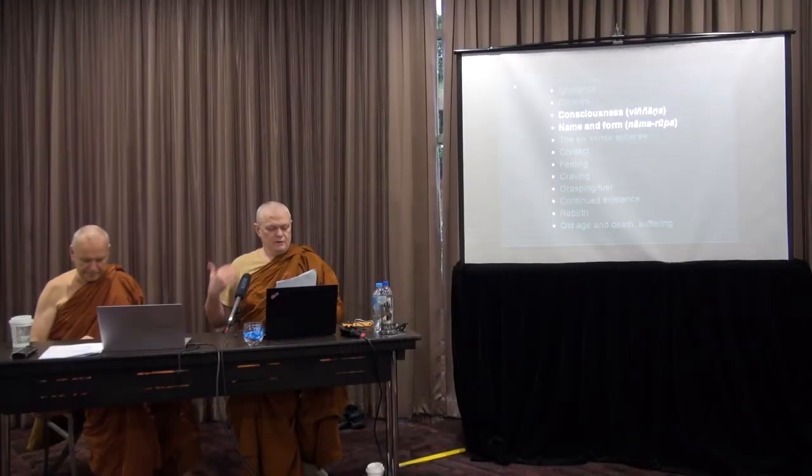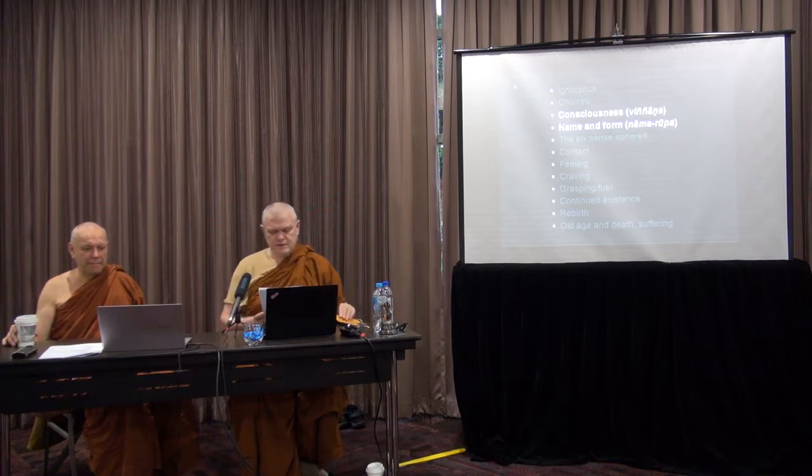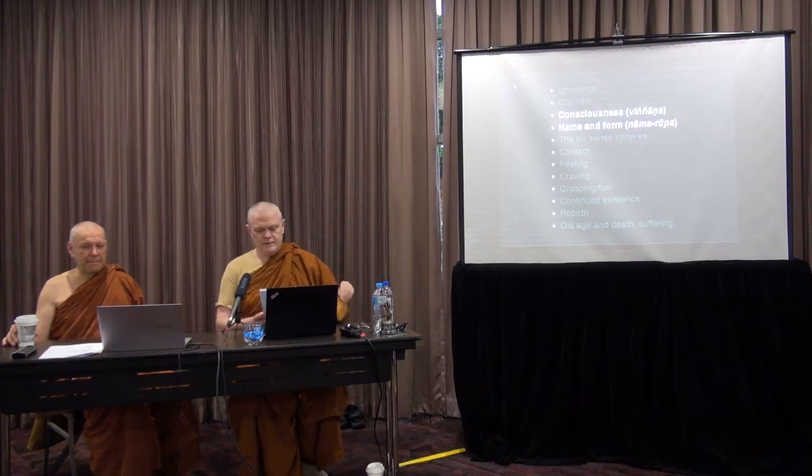So we're talking about dependent origination. We gave a summary of the early Buddhist texts. We talked about how dependent origination is a central aspect of the early Buddhist texts, and how it, as a very rich teaching, is intimately bound with the Four Noble Truths and with the fundamental teachings of the Buddha.